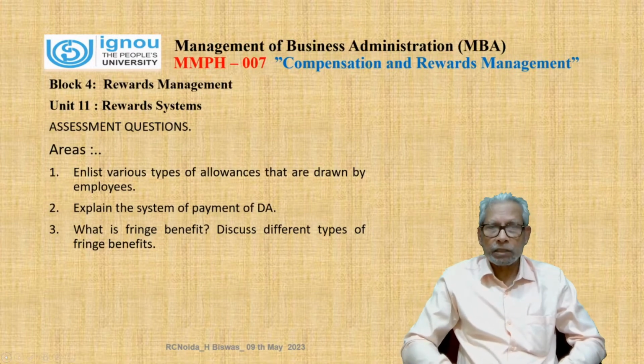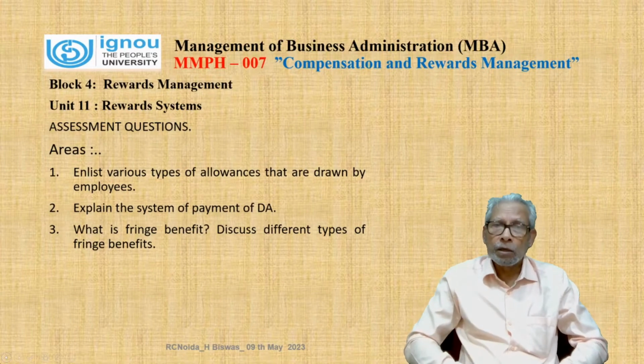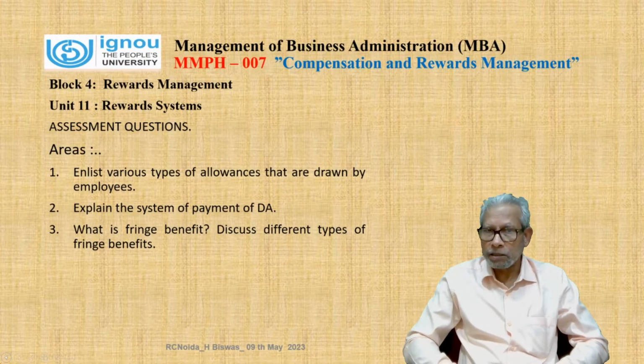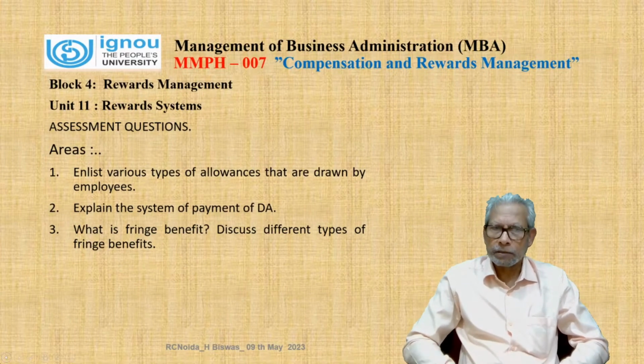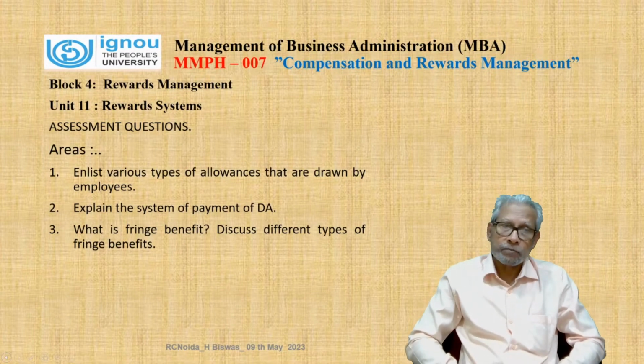Always the dearness allowance is linked with a percentage, the CPI, the consumer price index. The indexes are there, CPI. Based on this, the DA has been increased 4%, 3%, whatever that is. So that system you have to explain. What are the things for consideration for the dearness allowances?